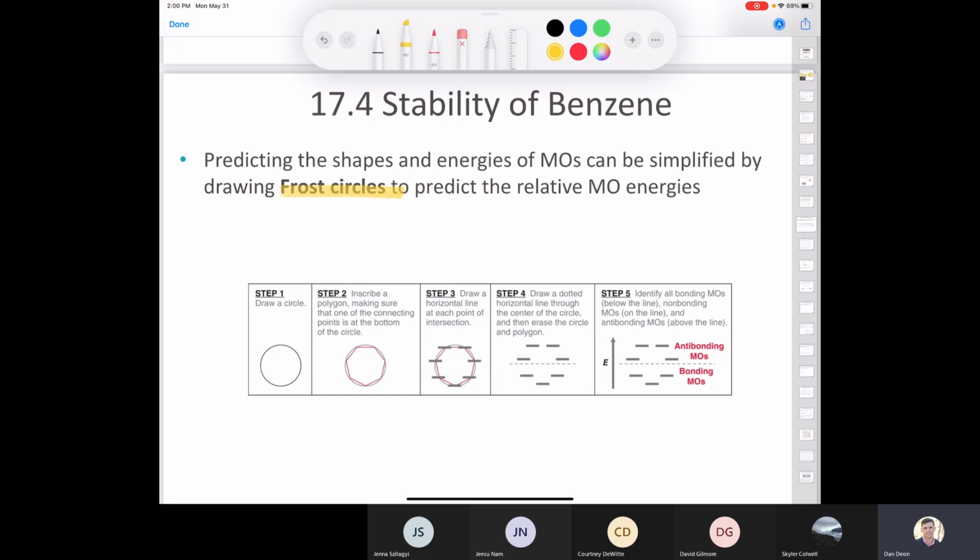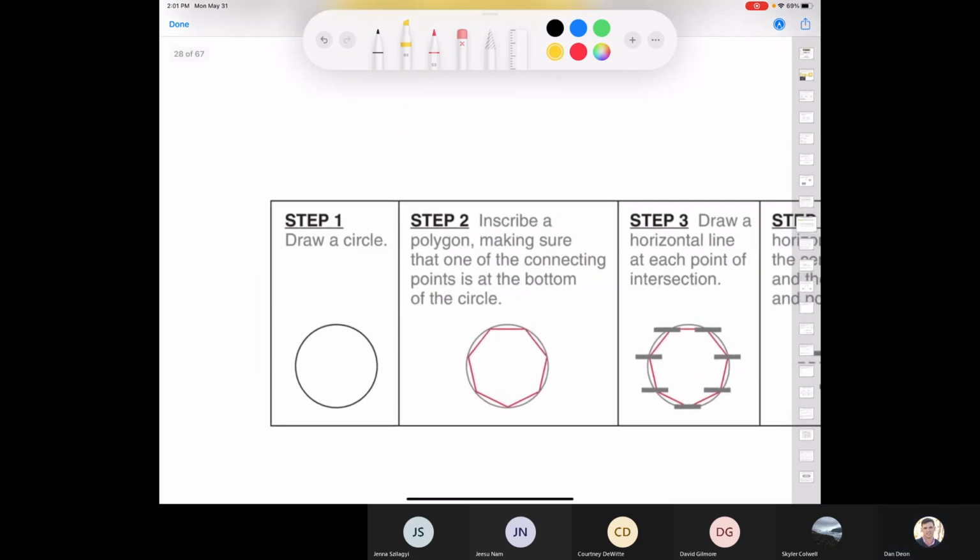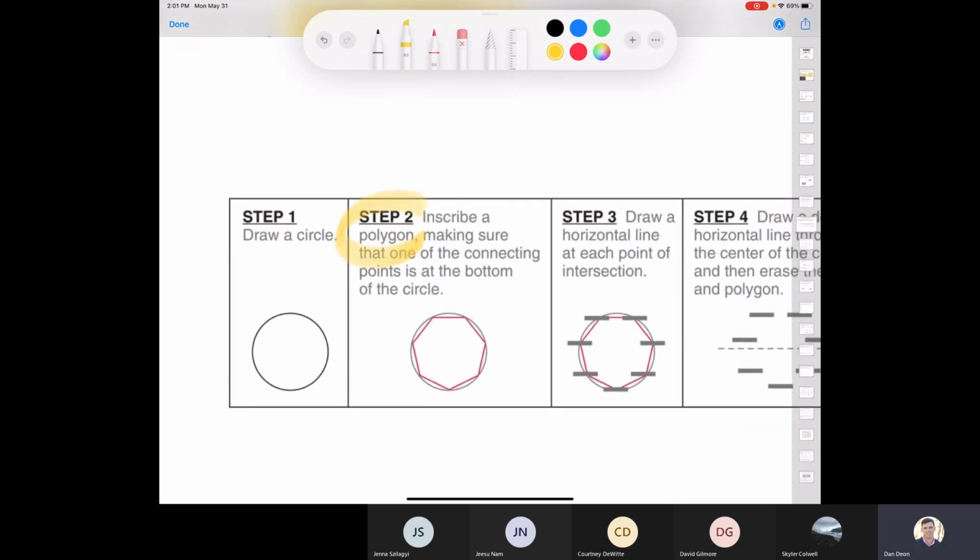And Frost circles are a simple way, instead of using the complex mathematics of molecular orbitals, for us to predict the relative molecular orbital energies, and also to be able to predict whether a molecule will be aromatic or not. Okay? So this is what we do. It's a 5-step process, and it's not that difficult. The first step, you draw a circle. The second step, you inscribe a polygon.